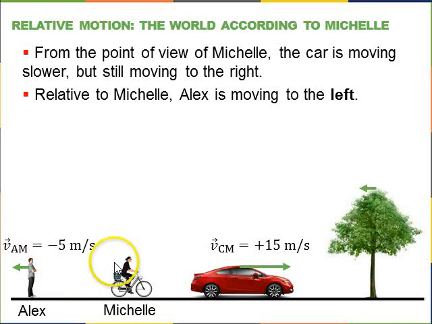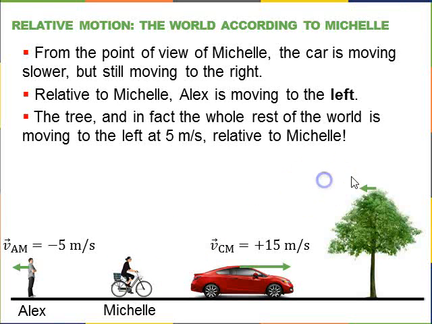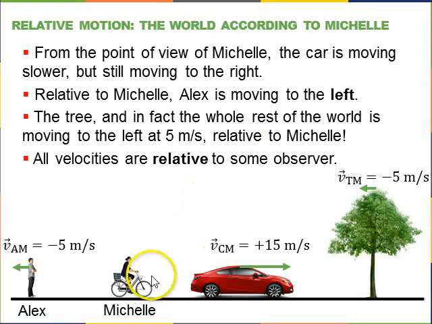Alex over here is actually moving backwards relative to Michelle. He has a negative velocity. VAM equals negative 5 meters per second. And in fact, even the tree has a velocity relative to Michelle to the left of 5 meters per second. The whole rest of the world is moving along to the left at 5 meters per second relative to Michelle. So in physics, all velocities are relative to some observer.